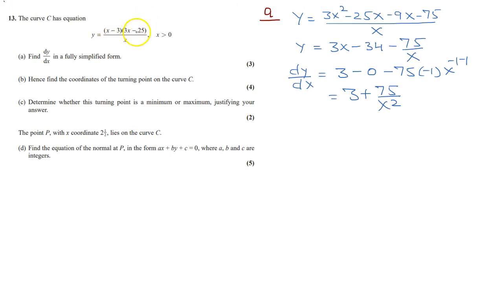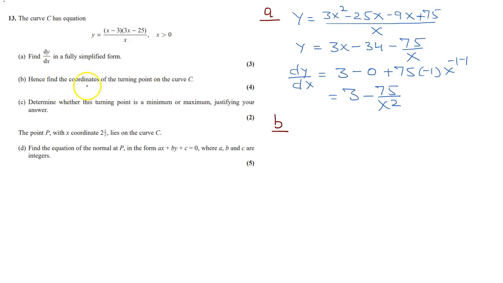This one is minus 3 multiplied by minus 25, so this is plus 75. This is plus 75, so this will be negative. You have to be very careful during examination not to make this kind of mistake. That is part A.